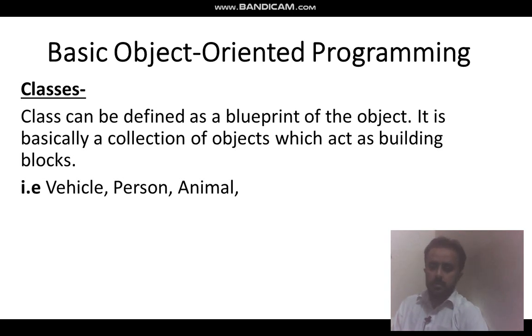And the same goes for person. A person can be a teacher, a worker, an employee, or any other type of person. Animal, there are many types of animals. So it can also be a class, and we can create many objects from this class. We can say it's a blueprint. We can create many objects from a blueprint.